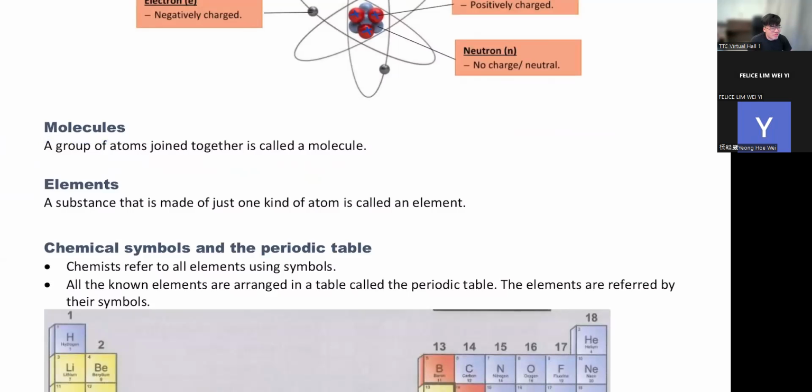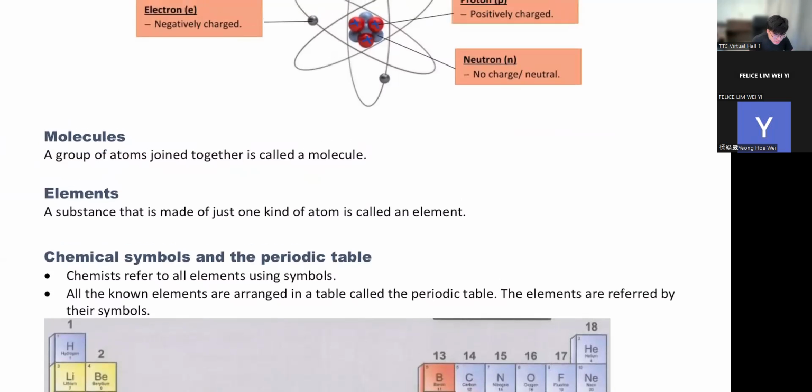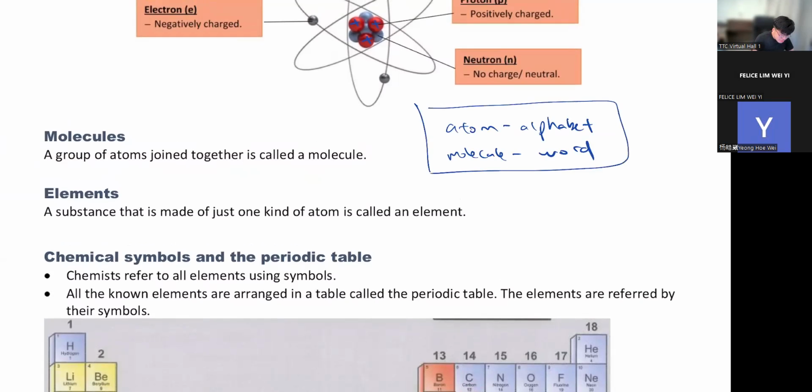Felice, have you learned this before? I bet you have, right? This is the simplest thing that you should know. Then that's good. So atom is like your alphabet and your molecule is like a word. When you put two atoms together, you get a molecule. When you put two alphabets together and above, you get a word. So it's the same thing. This is the easiest way to help you understand.